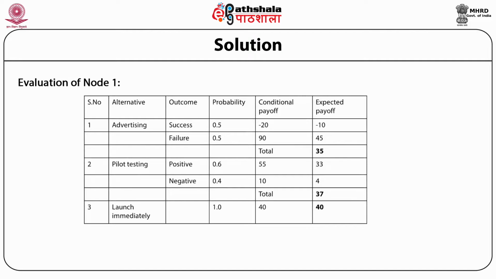Node number 1, that is the main decision. So at node number 1, we have 3 possible alternatives: go for advertising for 6 months, pilot testing, or launch immediately. Now we know the probability values for every possibility, and we know the conditional payoffs. You can calculate the expected payoff. So for advertisement, the total expected payoff is 35 lakhs.